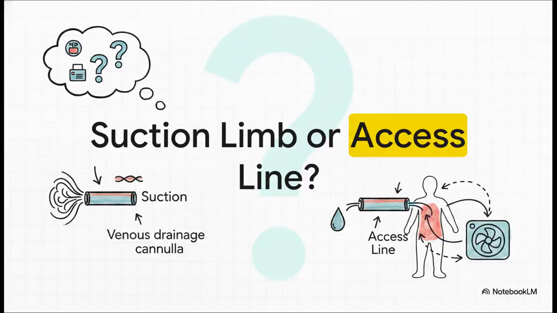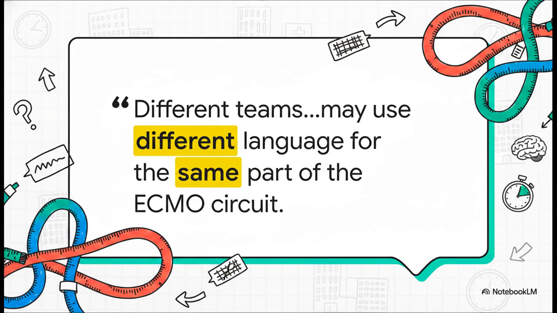Let's dive in. So, right off the bat, let me ask you this. That part of the circuit that pulls blood from the patient, what do you call it? Is it the suction limb, the access line? Maybe you call it the venous drainage cannula? If you've heard all three, or if you're even hesitating for a second, then you already get why this conversation is so incredibly important. And this isn't just some hypothetical scenario. This is the reality in hospitals everywhere.